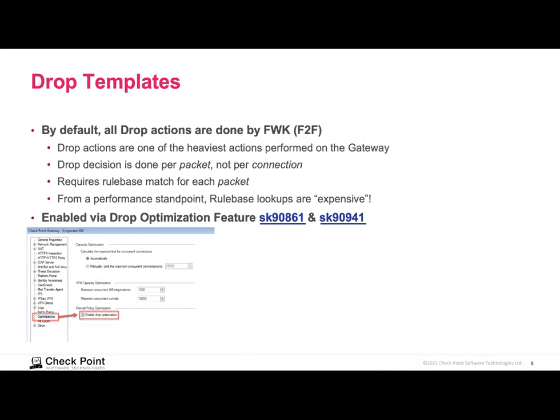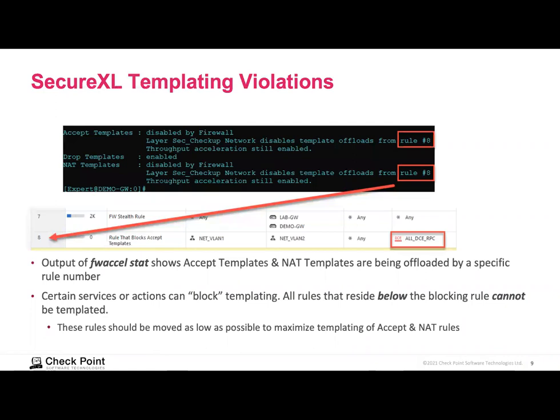So all this is great so far, but what happens if there are templating violations? Because just like there can be SecureXL violations, we can have things that block templating. And you would see this in the fwaccel stat command. And in my example here, you might see accept templates are being offloaded from rule number 8. Now, a misconception that I even had was that this meant anything below rule 8 could not be accelerated for SecureXL. That's not the case. The traffic itself can still be accelerated, but what this means is nothing below rule 8 is eligible for templating because it's being blocked.